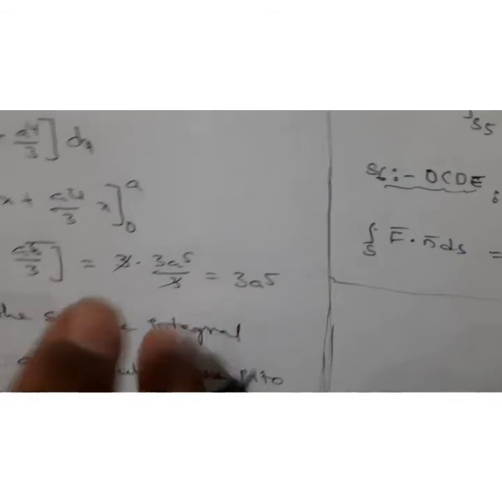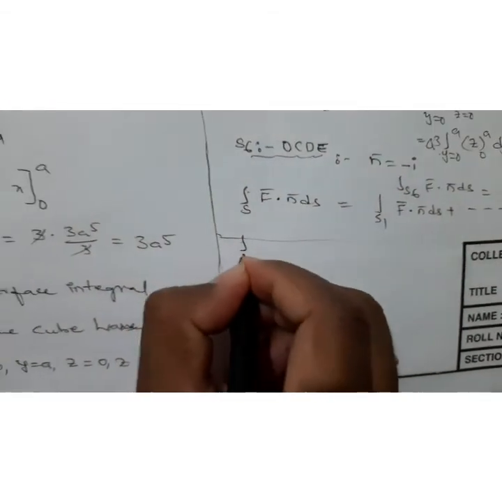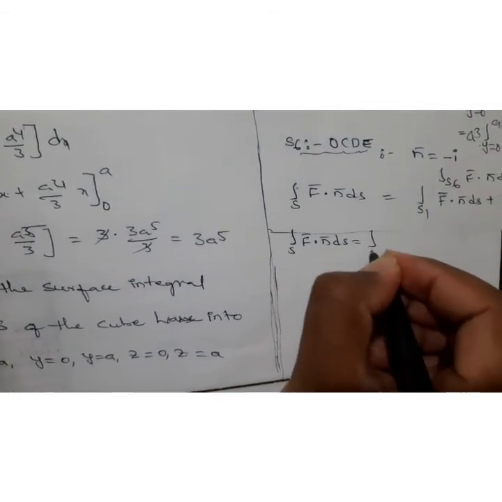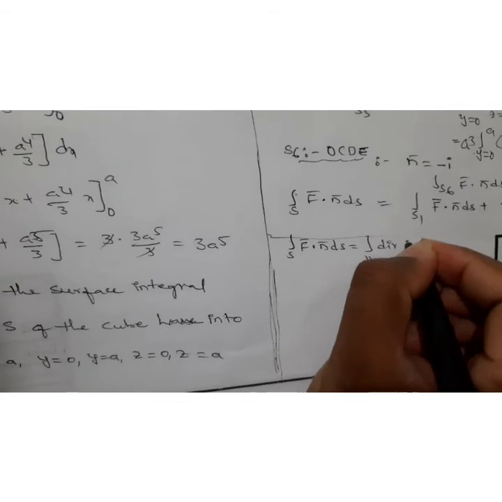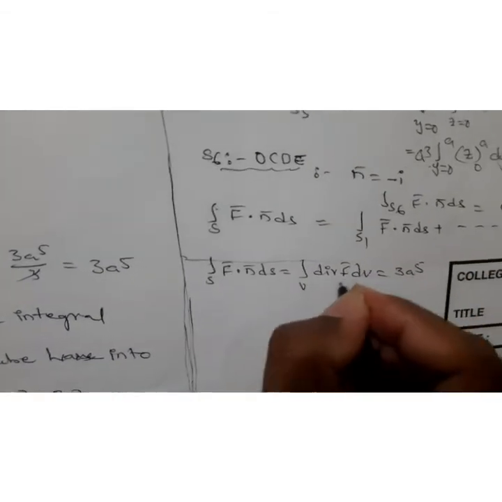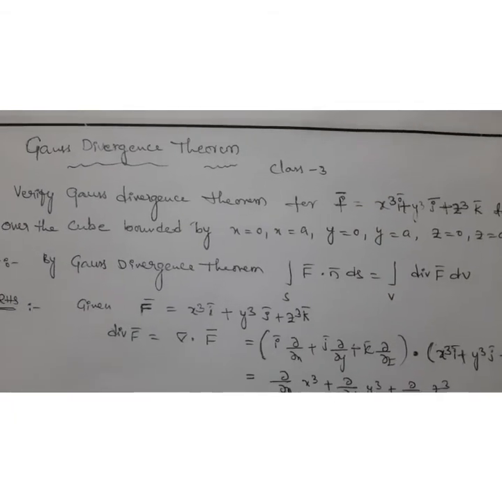Already we got the RHS value also, 3 a power 5. Therefore, by Gauss divergence theorem, the integral over S of f bar dot n bar into ds is equal to the integral over V of divergence of f bar into dv is equal to 3 a power 5. Both the values are equal. Therefore, Gauss divergence theorem verified. This is a very important model in Gauss divergence theorem verification.